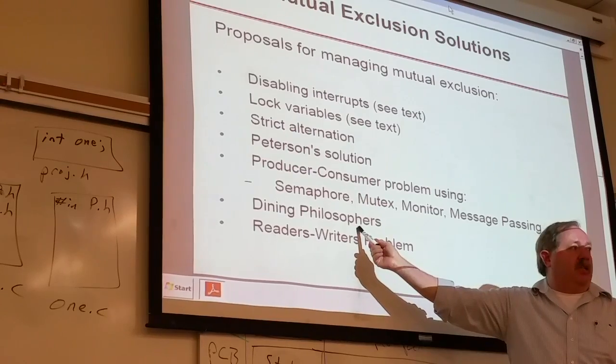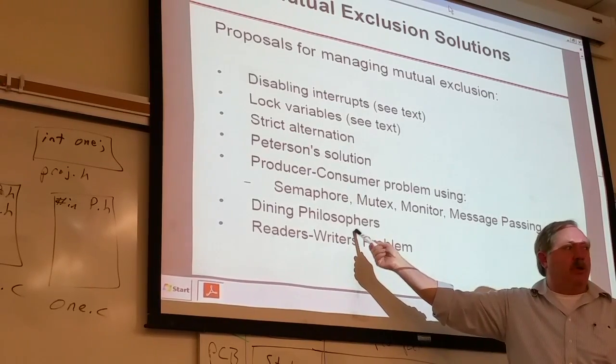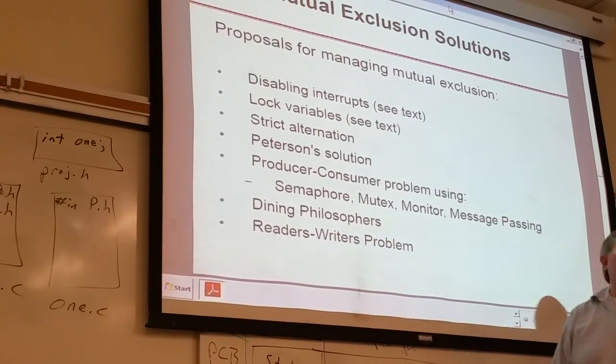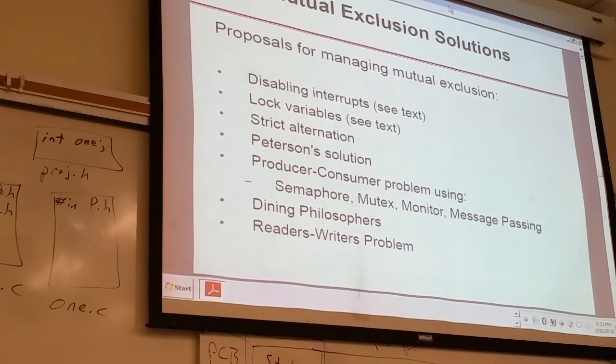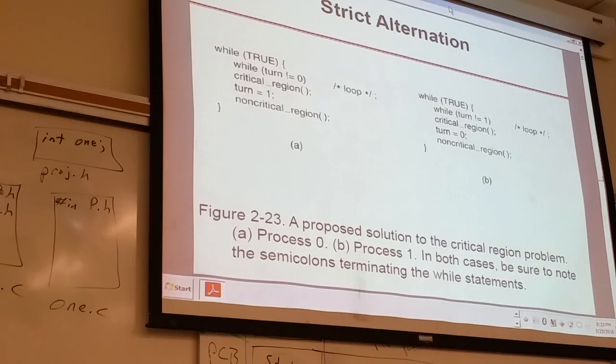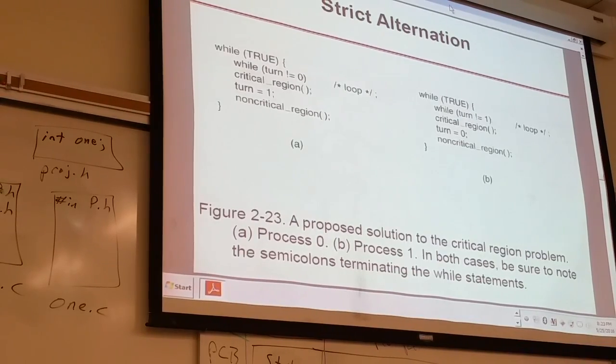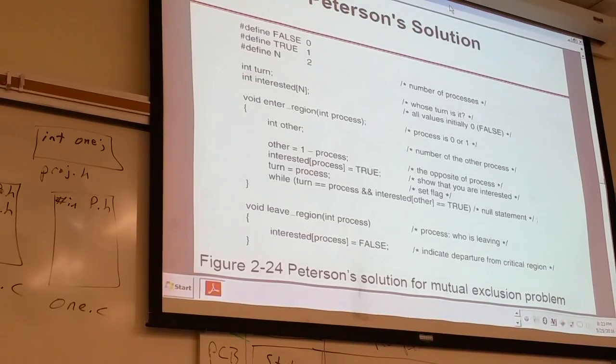Many of you might have heard of the classic dining philosophers problem. We're going to look at that, as well as the readers-writers problem. Okay? These are different techniques we have. Some work better than others, but they're all worth taking a look at because, as I just mentioned, none of them are perfect. Okay, strict alternation, like I said, is brain dead. That's it. Peterson's, however, is worth taking a look at.